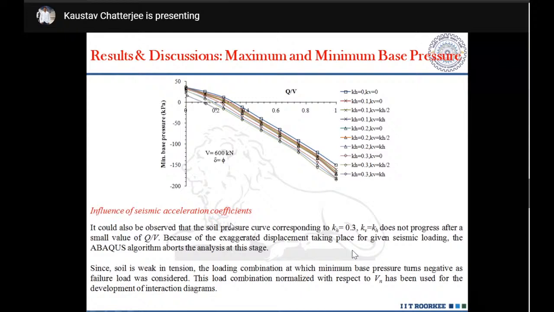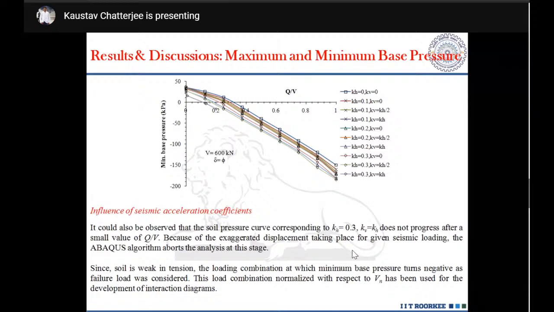Next is the seismic acceleration coefficient. Here on the minimum base pressure, it can be observed that soil pressure corresponding to kH equal to 0.3 does not progress up to a small value of Q by V because of the maximum displacement that has already taken place, and hence the program is aborted because the minimum strength that we have input in the Abaqus program has already been encountered, and beyond that the program has been aborted.